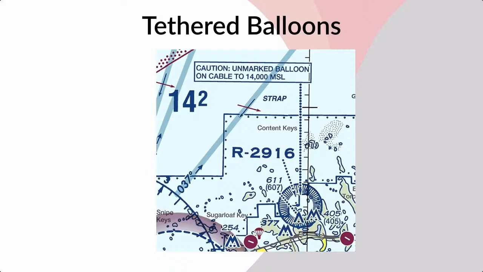The last thing I want to talk about here is tethered balloons. Tethered balloons are going to be meteorological balloons that are going to be attached to a very long cable. Now there's an example in Key West right here, and that has actually a restricted area around it, 2916, and it says caution, unmarked balloon on cable to 14,000 feet MSL. 14,000 feet MSL, it's pretty tall.